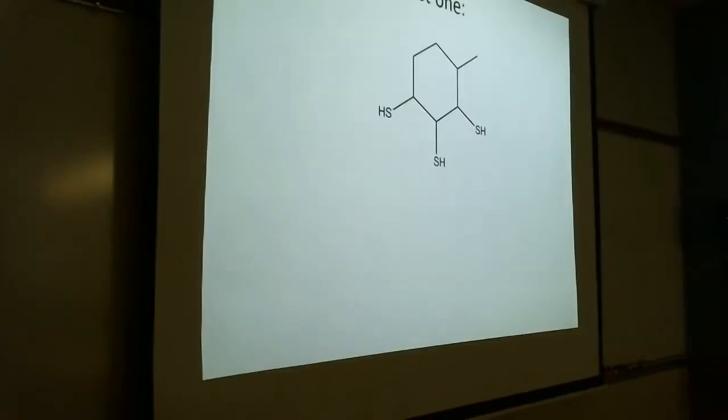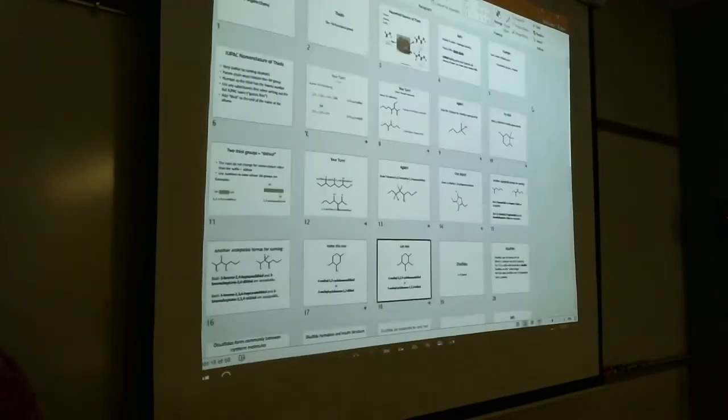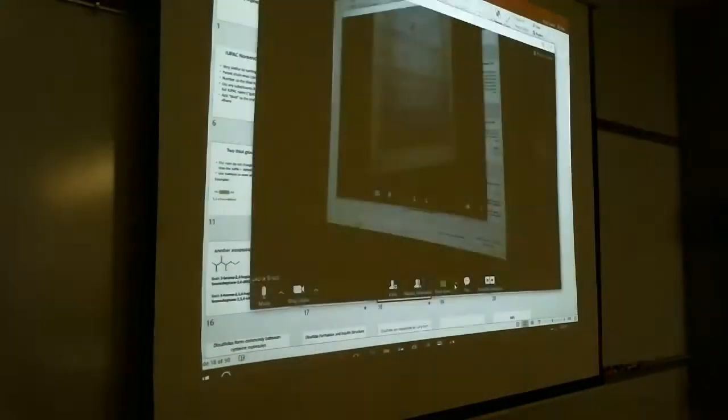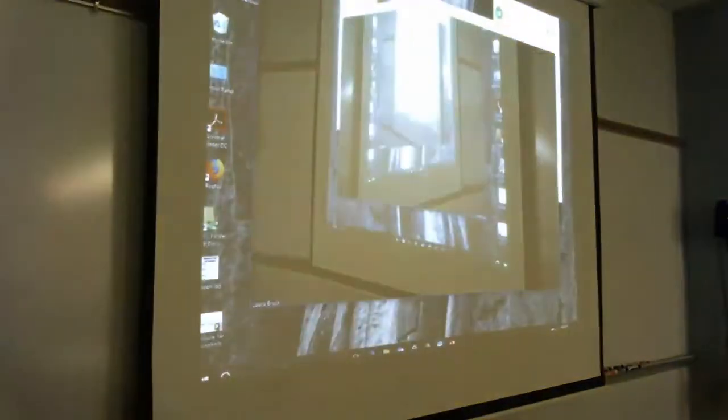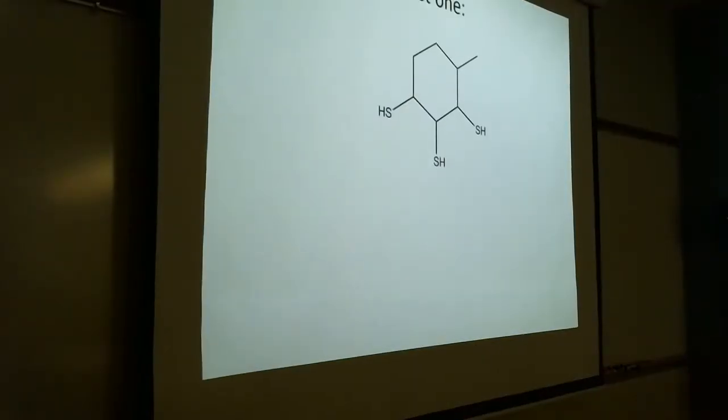And then the last one, before we move on to ethers, we're going to look at ethers today too. I'll pause the recording. Let you try this one. All right, let's look at this one. So there are 3 SHs here, right? So this is a trithiol, and we need to number to give priority to the thiols. So where's carbon number 1?